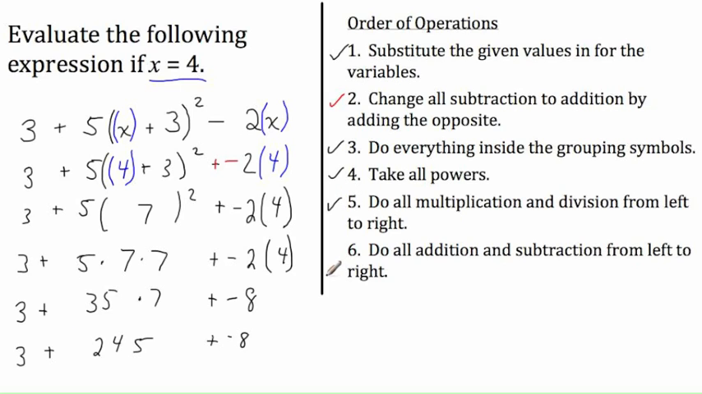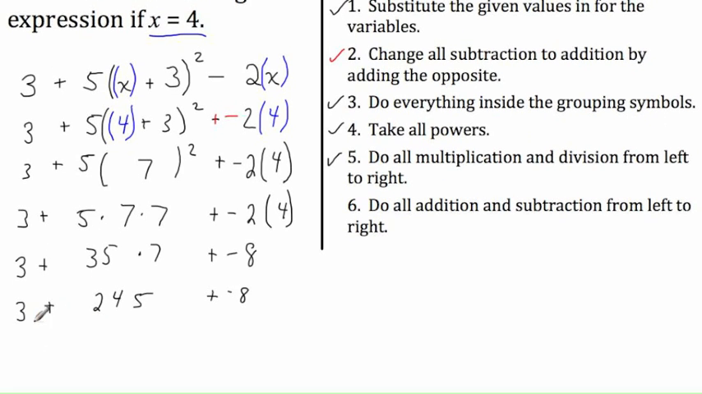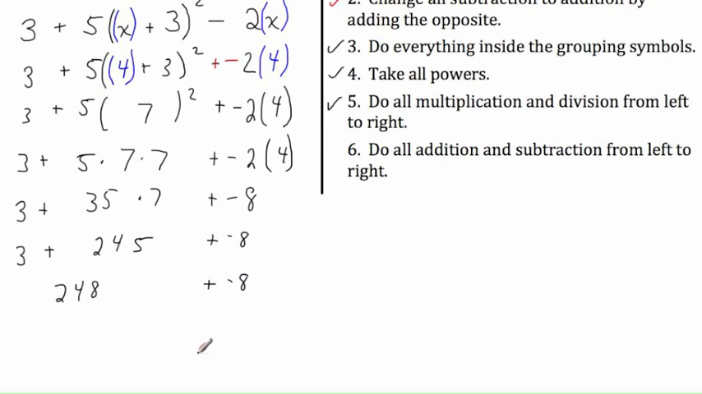And now we're on to the 6th and final step, where we do all addition and subtraction from left to right. So we're first going to add 3 plus 245, which is 248. Bring down the plus negative 8. And now we add 248 plus negative 8. Here we're going right on the number line. We're going left. We're going in opposite directions, so we subtract. 248 minus 8 is 240. And we're on the right side of the number line, so it's positive.